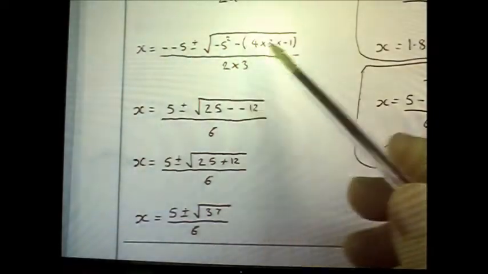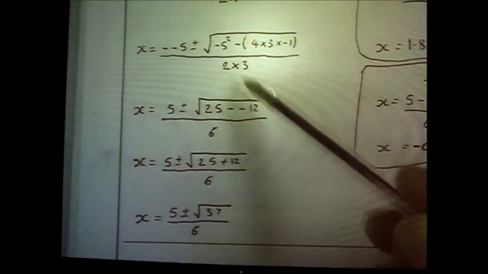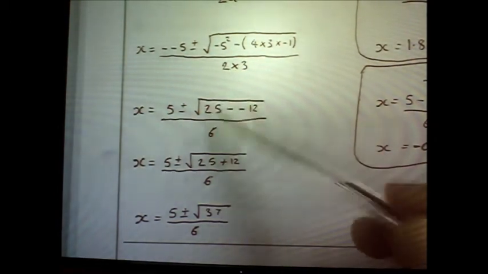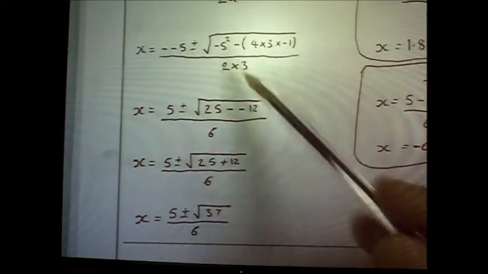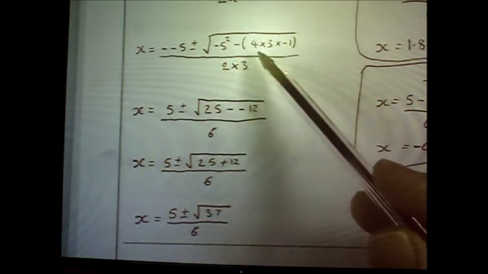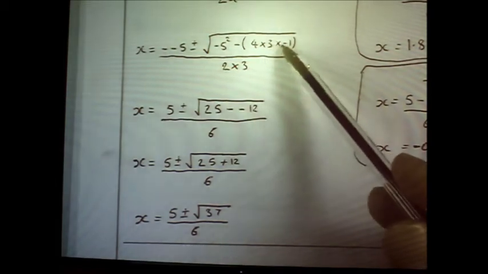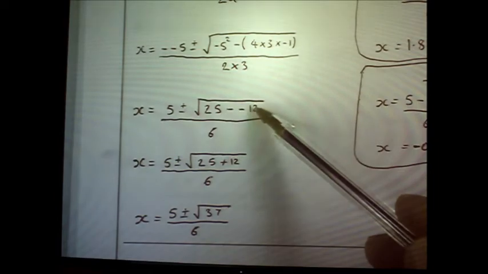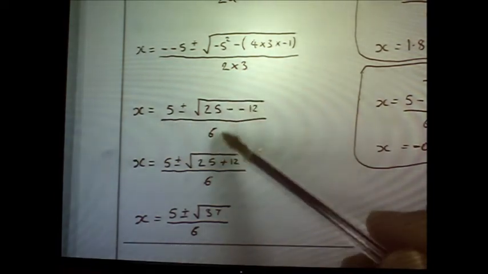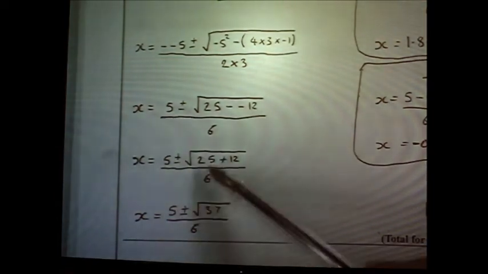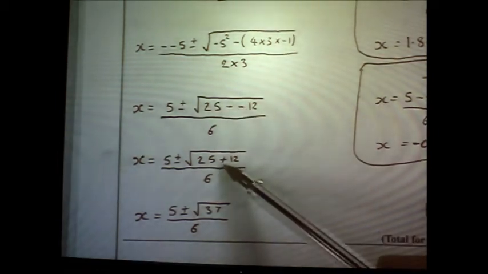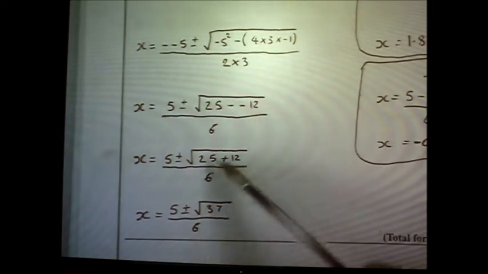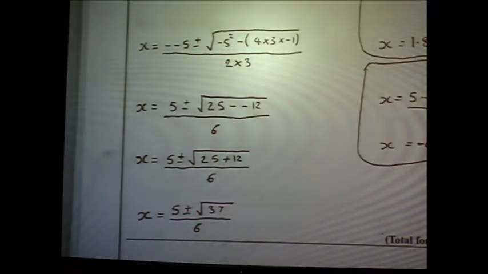That's the one we just talked about, so the minus minus becomes a 5. Minus 5 squared is minus 5 times minus 5, which is positive 25. Take away, so it makes my take away. 4 times 3 is 12, times minus 1 makes it negative 12. So it's 25, take away, negative 12, over 2 times 3, which is obviously 6. So 5 plus or minus, take away a minus becomes a positive, so it's the square root of 25 add 12, divided by 6. 25 add 12 is 37, so that's how I've got to that one there.